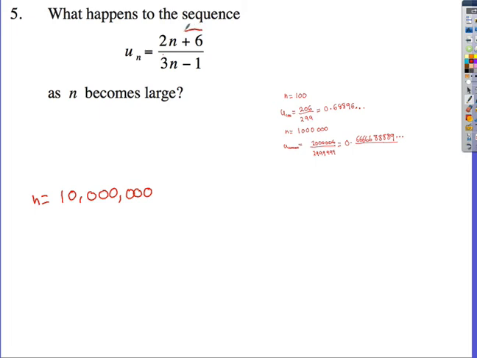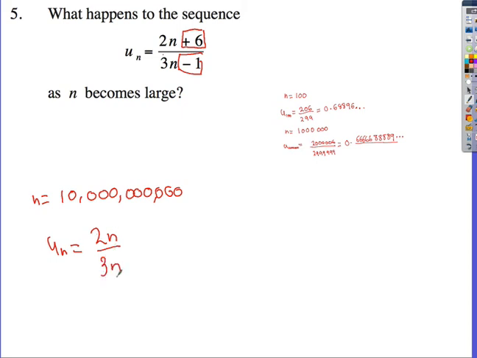this number, the plus 6, won't matter, because then you have 20 billion and 6. 20 billion and 6, the 6 becomes negligible. So we're just left with 20 billion. And 3n minus 1 when n is 10 billion. Then we have 30 billion minus 1. This minus 1 becomes negligible. So all we're left with is un is equal to 2n over 3n.